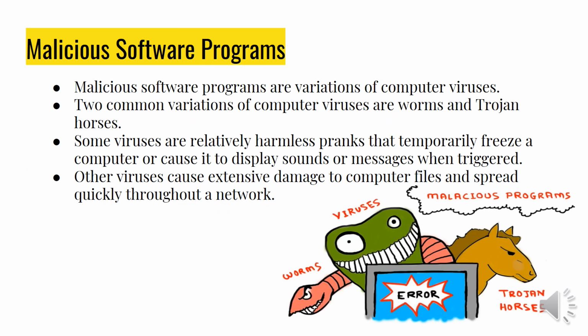Malicious software programs. Malicious software programs are variations of computer viruses. Two common variations of computer viruses are worms and Trojan horses. Some viruses are relatively harmless pranks that temporarily freeze a computer or cause it to display sounds or messages when triggered. Other viruses cause extensive damage to computer files and spread quickly throughout a network.